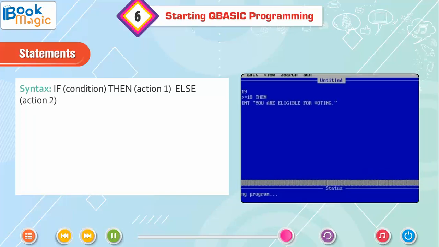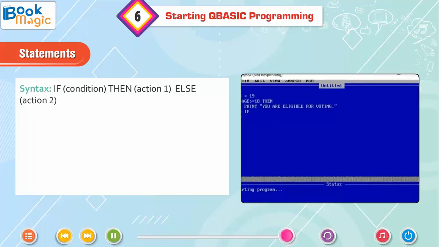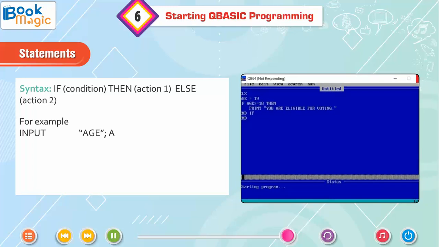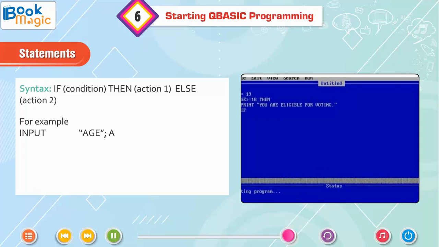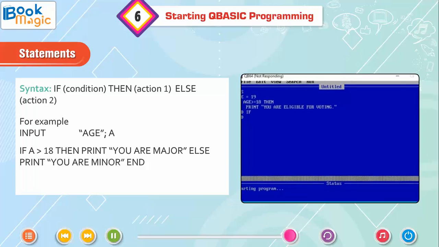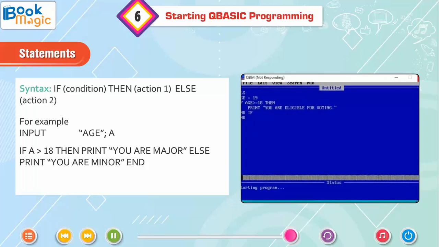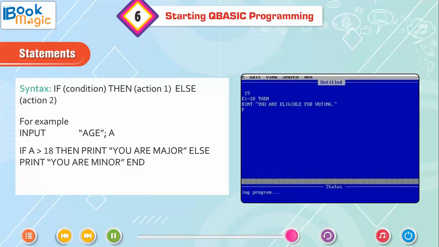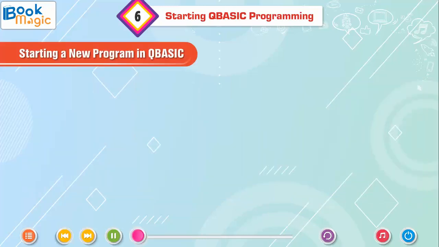If condition, then action 1, else action 2. For example, input "age"; A. If A is greater than 18, then print "you are major", else print "you are minor".